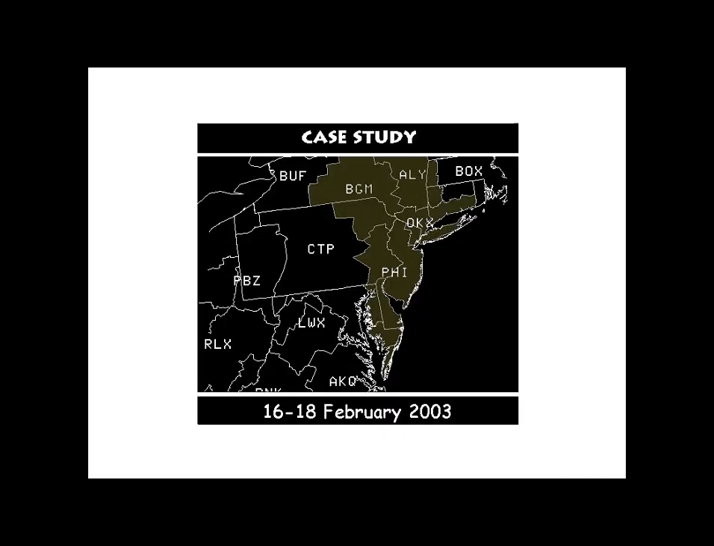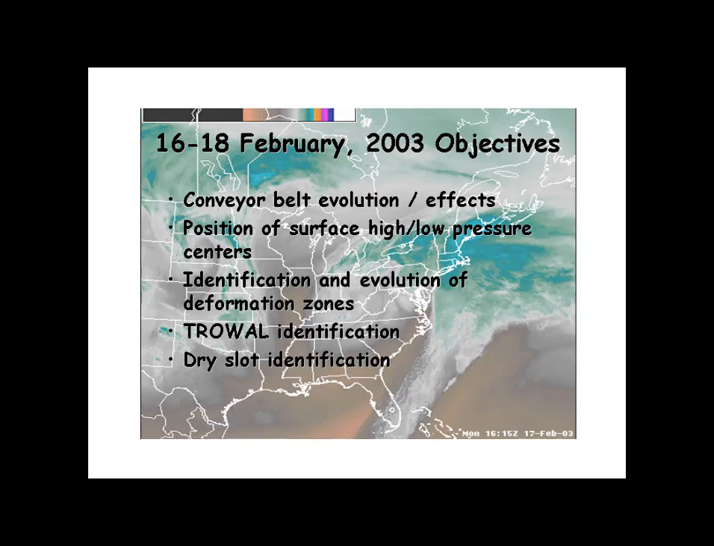Our next case is from 16 to 18 February 2003, and we'll be forecasting for the shaded area here with a special emphasis on the New York City area. Our objectives here are to look at the conveyor belt evolution and effects, the position of a surface high, which was pretty important in this case, as well as a low that developed off the coast, identify a deformation zone and follow its evolution as well. We also had a pretty significant trowel, and I'll talk about dry slot identification in this case as well.